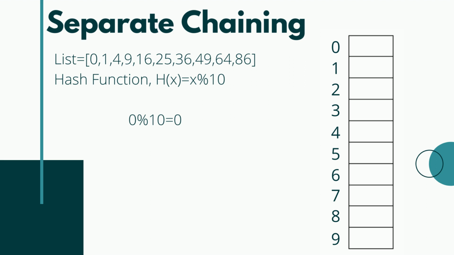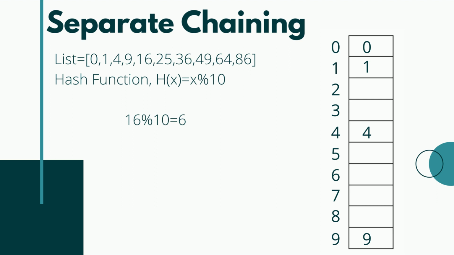We start with the first key. 0 mod 10 is 0. We put 0 at index 0. Next, 1 mod 10 is 1. So put 1 at index 1. Similarly, we will get index values for 4. 4 mod 10 is 4. So at index 4, put value 4. 9 mod 10 is 9. So at index 9, put value 9.